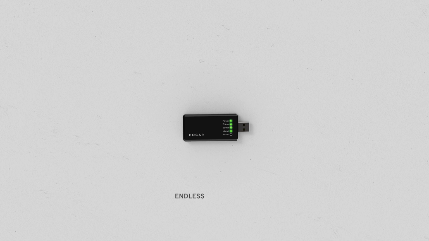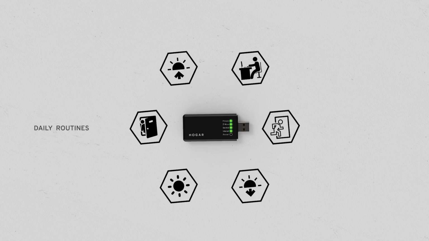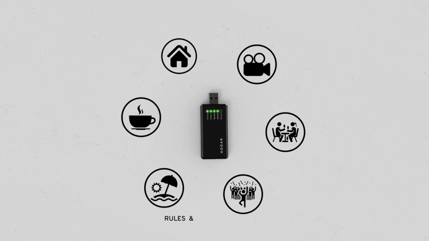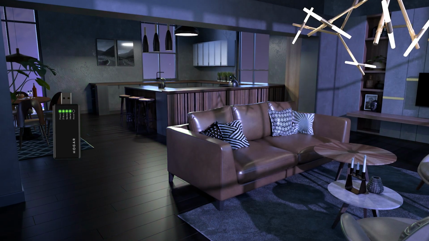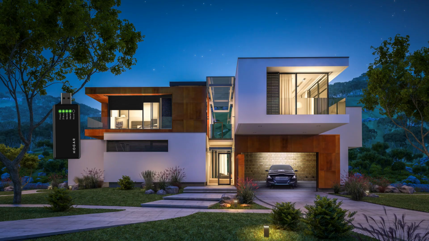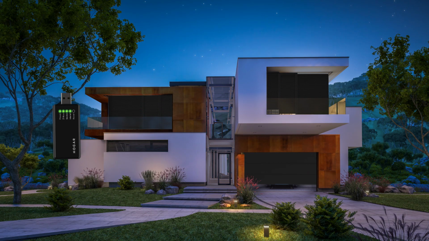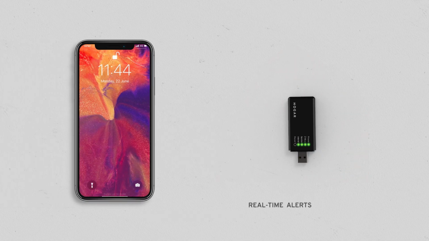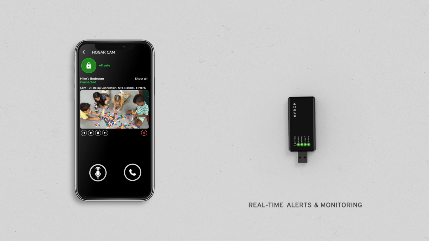HC comes with endless possibilities. You can set your daily routines to save time, assign rules and set scenes to add delight and security to your home, program it to schedule lightings before you reach home, get real-time alerts when they are needed most, and keep a virtual eye on your home from anywhere in the world.